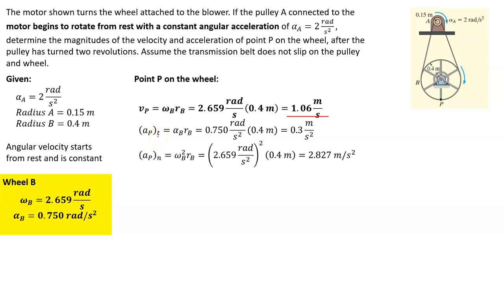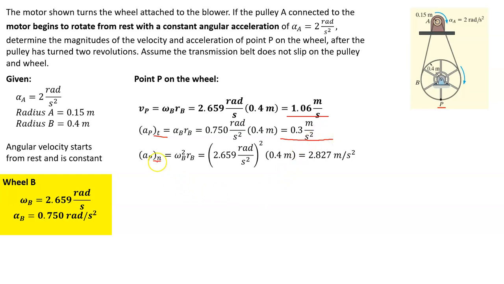Now when we think about acceleration, we're looking at the magnitude of acceleration. So we're going to have to do this a little bit differently. We need the tangential and we need the normal, right? So we've got point P, and we're looking at the tangential acceleration of P and the normal acceleration of P. We've got two different equations for this. Tangential is very similar to our tangential velocity: the angular acceleration of pulley B times r sub B. Just multiply those together, 0.750 radians per second squared times the same radius gives us 0.3 meters per second squared.